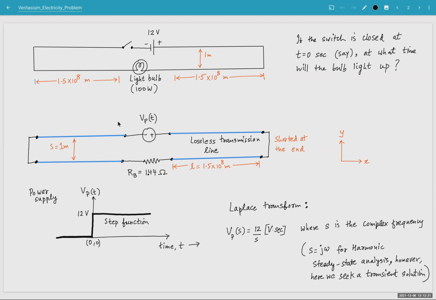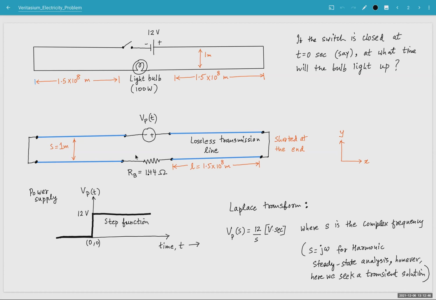So this circuit below kind of models this problem. In that sense, this is a power supply which has a step function response, which is shown here with time. So it's 0 volt before 0 time, and as we turn the switch on, it immediately turns to 12 volts. So that's the time domain function of the power supply.